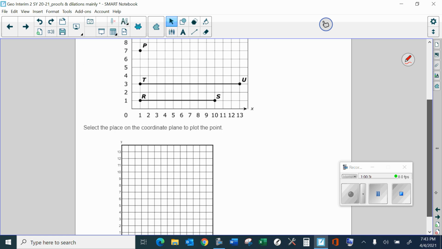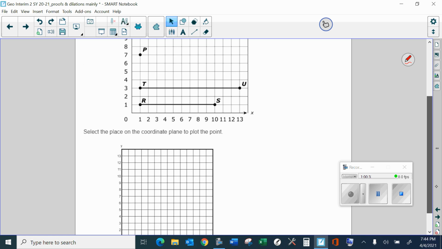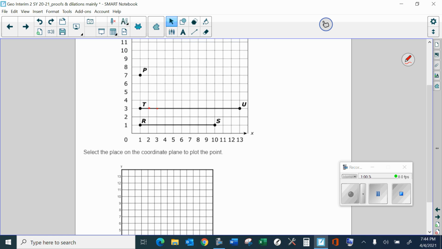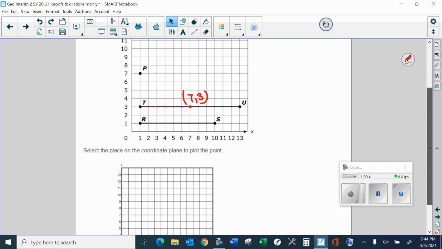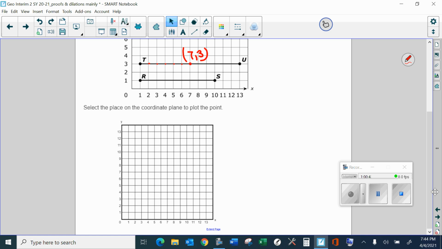All right, so now select the place on the coordinate plane to plot the point. 1, 2, 3, 4, 5, 6. So what is that point? 7, 3. So that means I need to go down here to 7, 3 and plot the point. Put 7, 3 right there and plot that point. That's what you need to do for that.